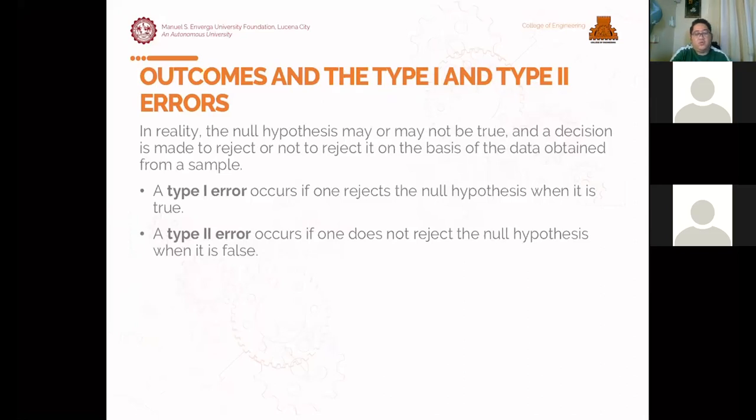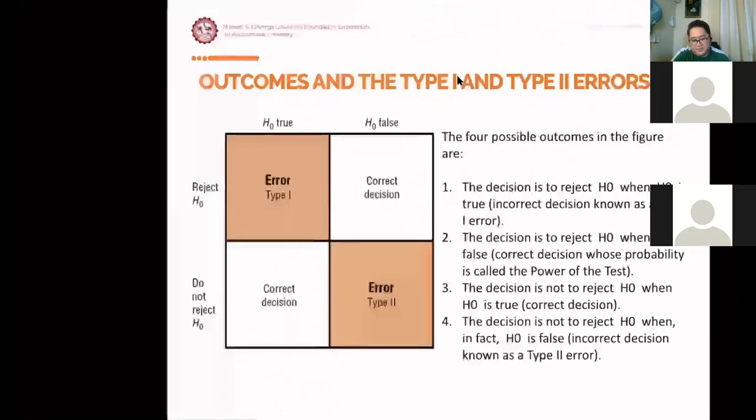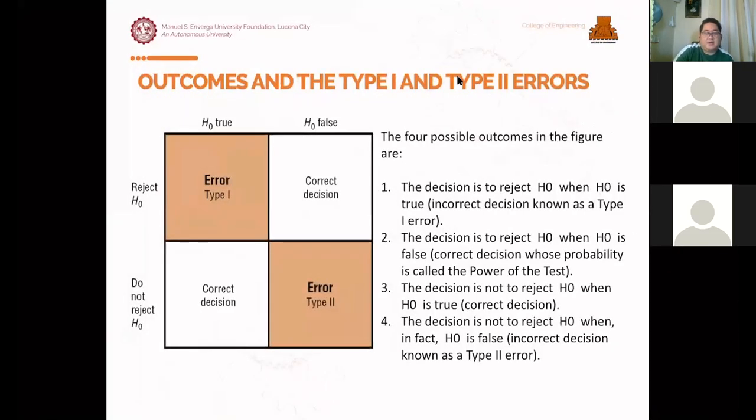our hypothesis, we have two errors that can occur, the type 1 error and type 2 error, no? So type 1 error occurs when we reject the null hypothesis even though in reality the null hypothesis is true. Okay? Then type 2 error is when we do not reject the null hypothesis but in reality the null hypothesis is false. Okay? So, it is easier to visualize in a figure, no?